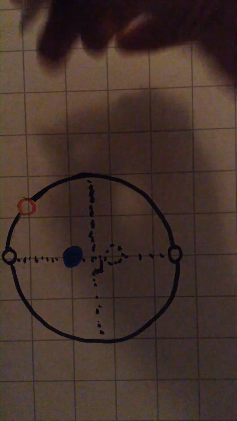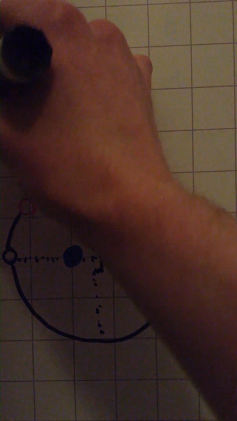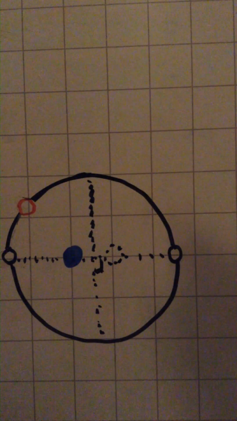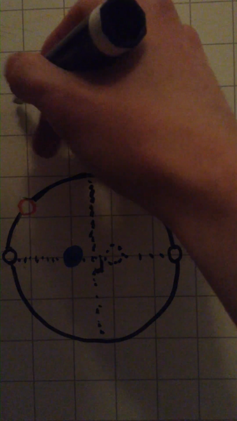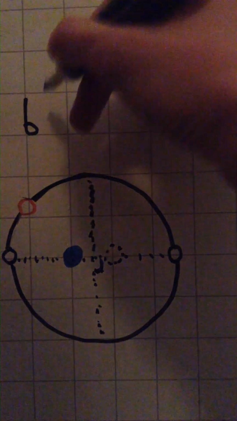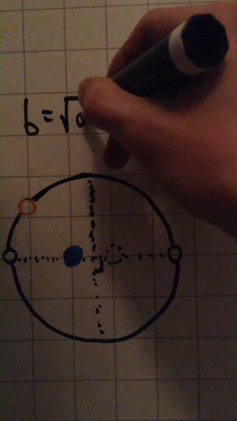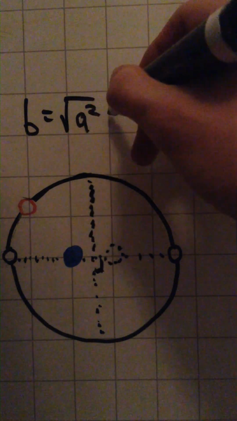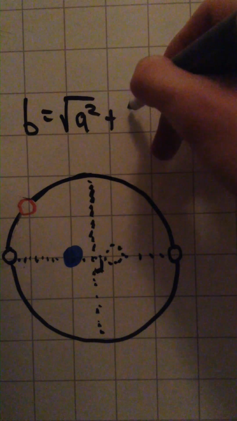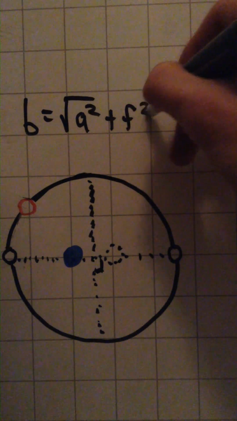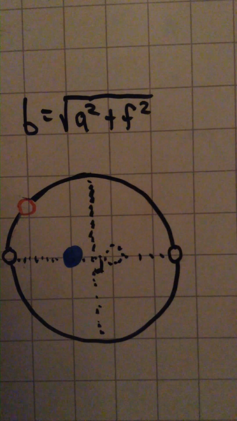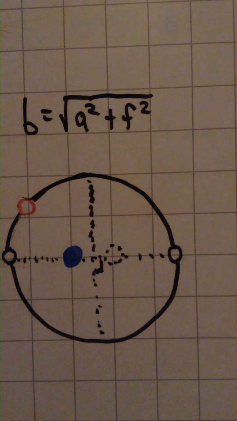So the semi-minor axis is equal to the square root of the semi-major axis squared plus half the focal length squared, square root covering all of that. And that's how we will do it.